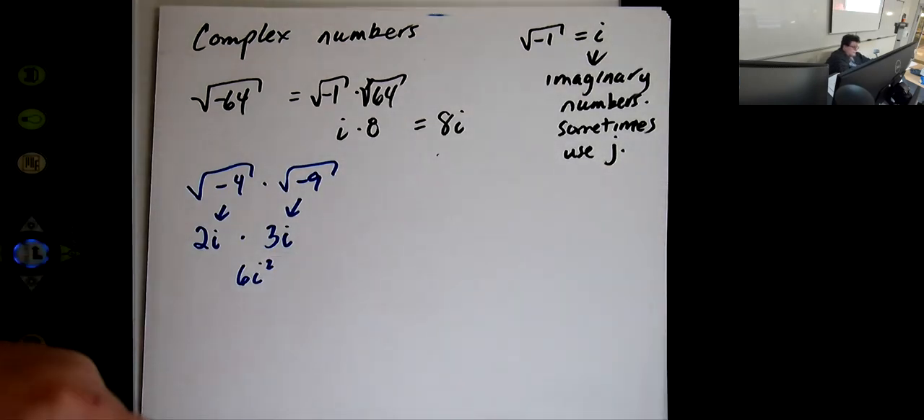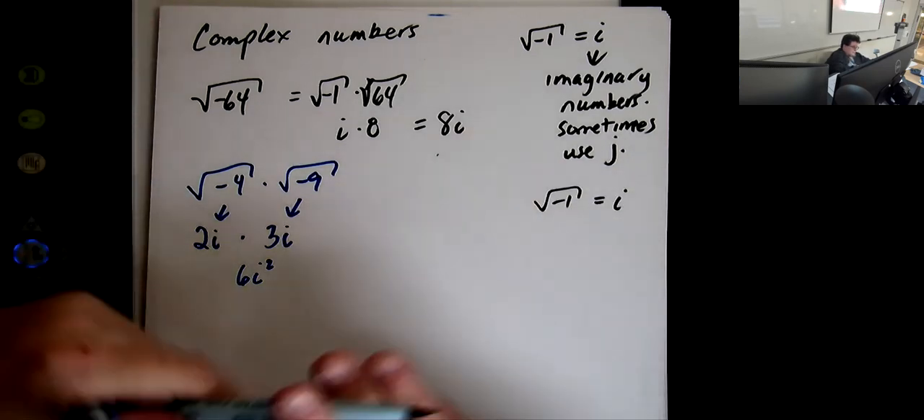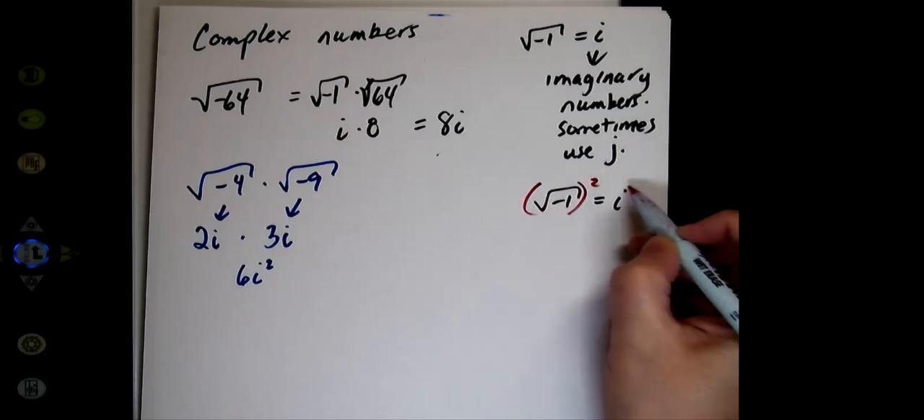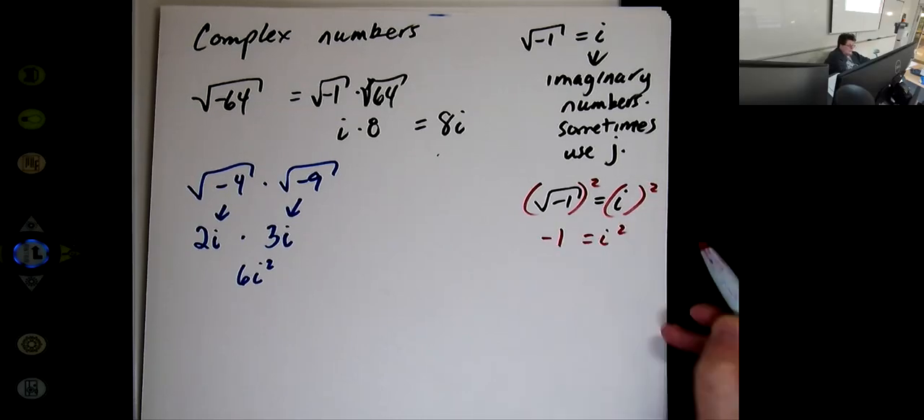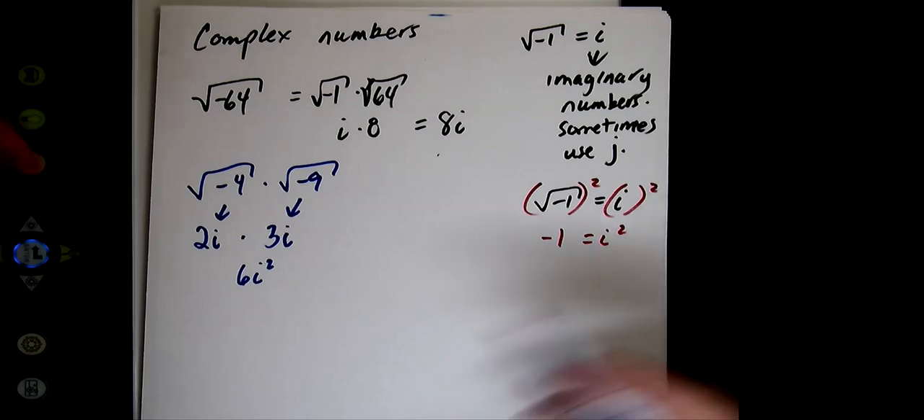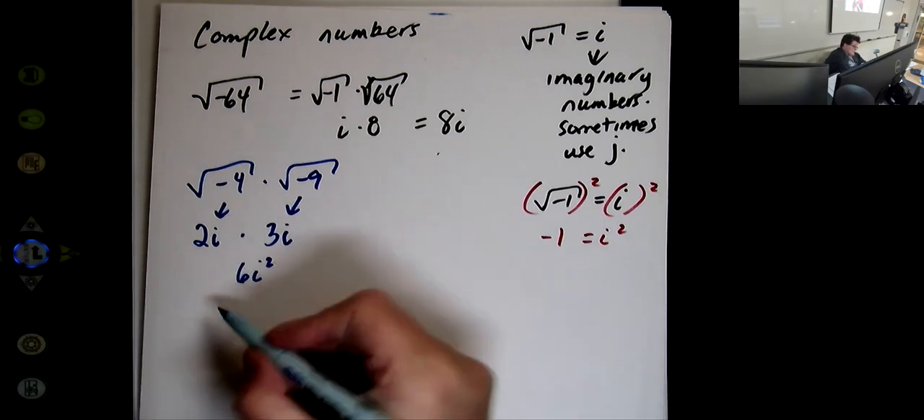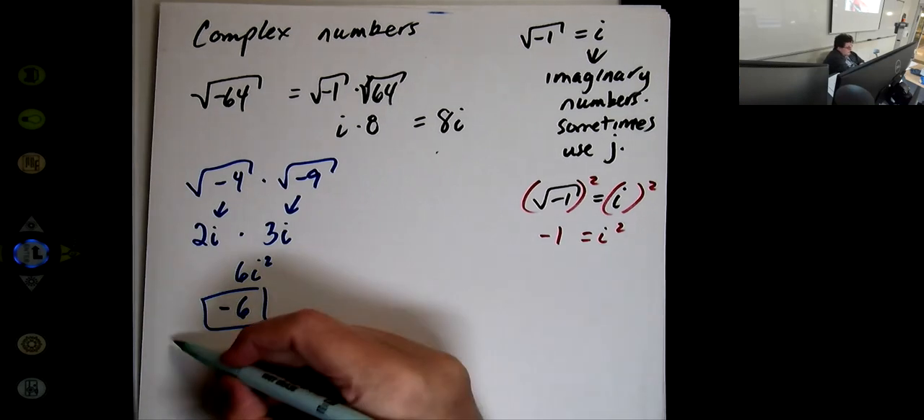So what is i squared? If I started with -1 equals i, and I square both sides, positive? I don't know, maybe it's positive. The square root and the square go away. i squared is -1. Oh, okay. I'm glad you mentioned that, because the correct answer here is going to be -6. I want you to take note that this is the correct path.